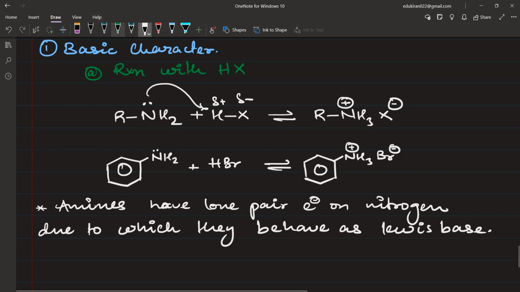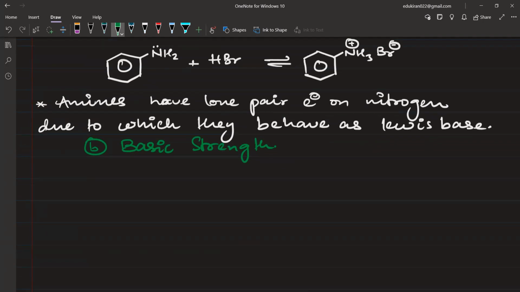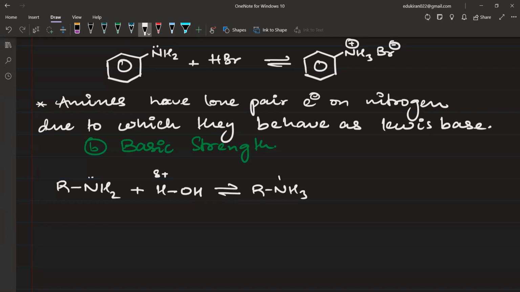In B, write basic strength. We calculate the basic strength: RNH2, and we add this to water. So water will be HOH, this will be H positive. Nitrogen can attack and it will give you RNH3 positive, and you will also get OH negative.